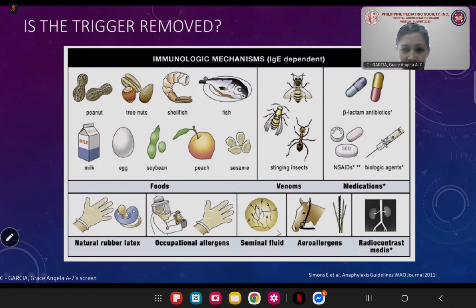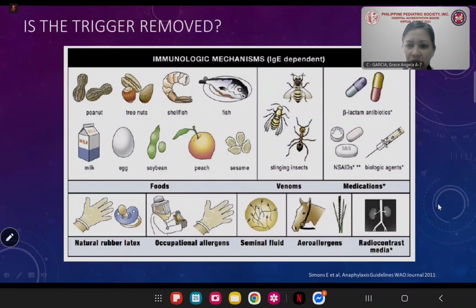Well, we had a rare case presented in our inter-hospital in allergy. It was because of the seminal fluid of the husband of the patient, unfortunately. Anyways, maybe it was still early on in their marriage, so probably the plan would be to desensitize the wife if they would really want to conceive. Then aeroallergens and radio contrast media.